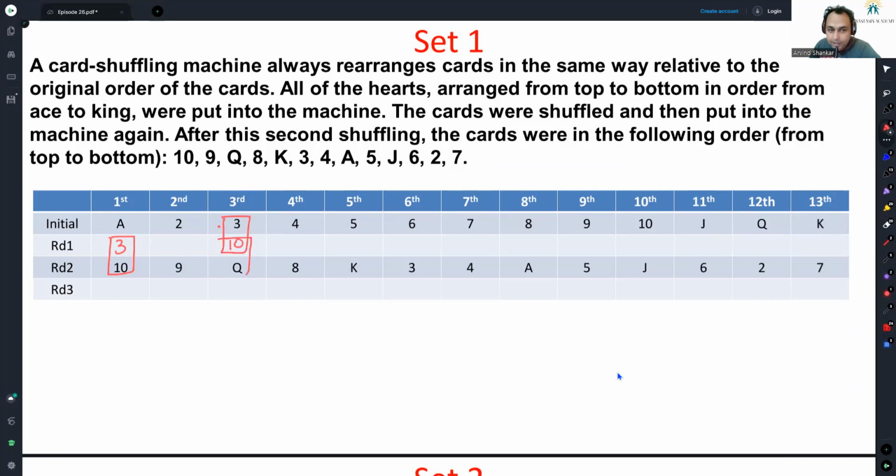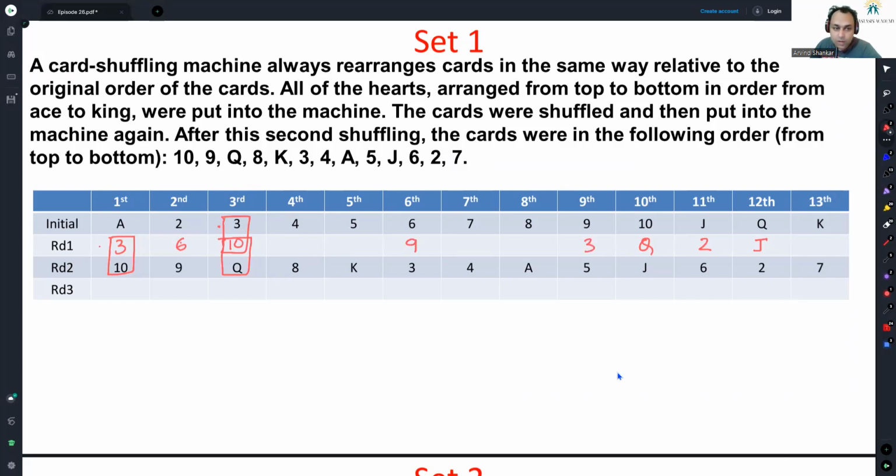Similarly, if you are getting 10 to Q here, in the prior round also you would get 10 to Q. QJ here, so you would also get QJ here. J2 here, so you would also get J2 here. 2-6 here, so you would also get 2-6 here. 6-9 here, you would also get 6-9 here. 9-3 here, you would get 3 again.